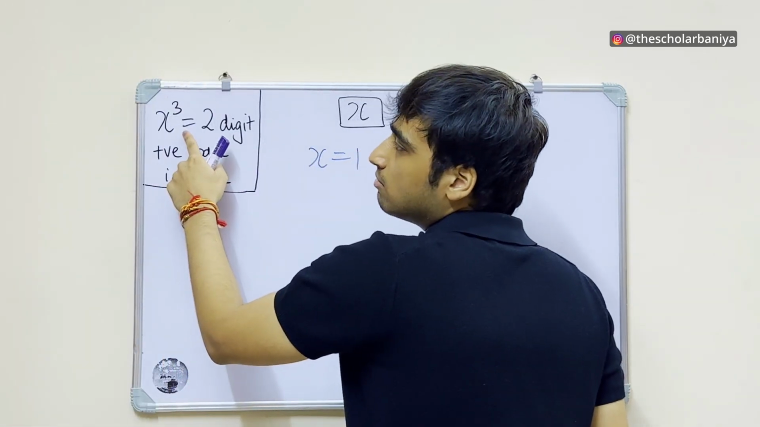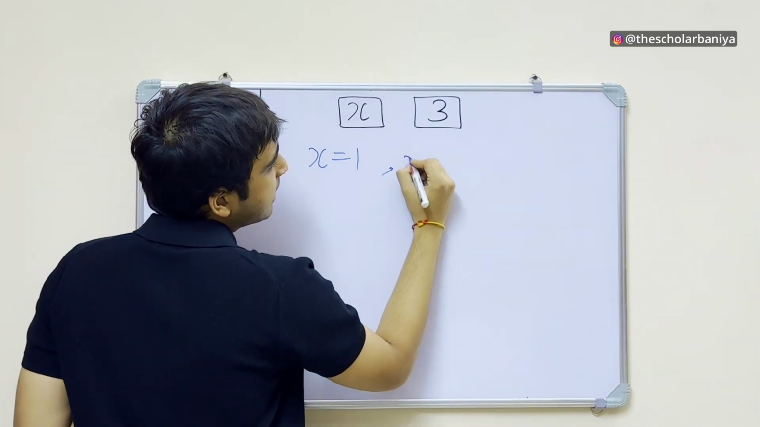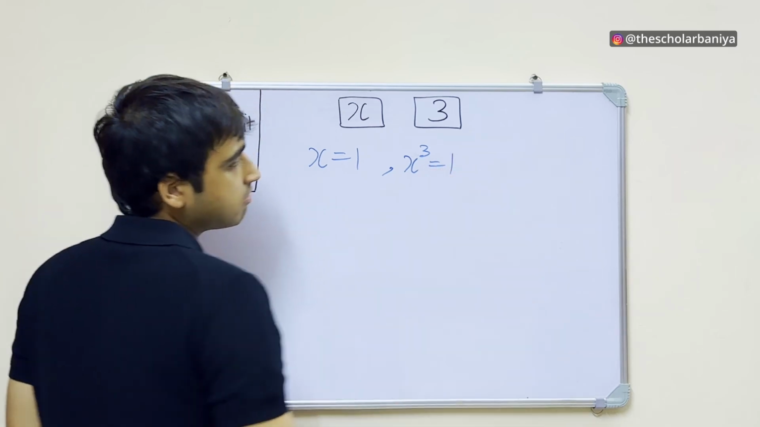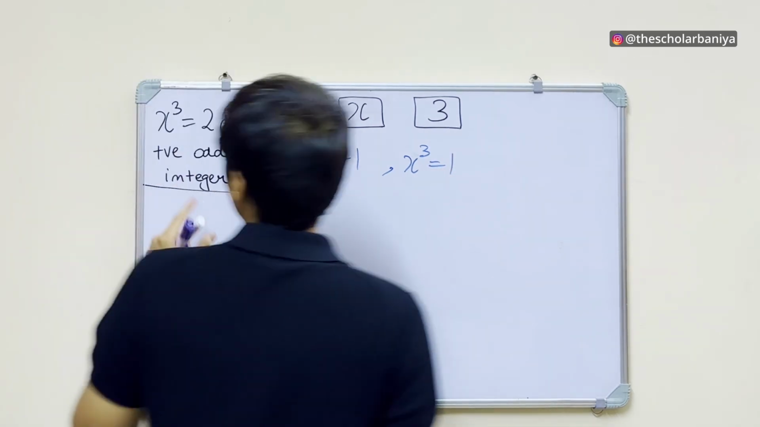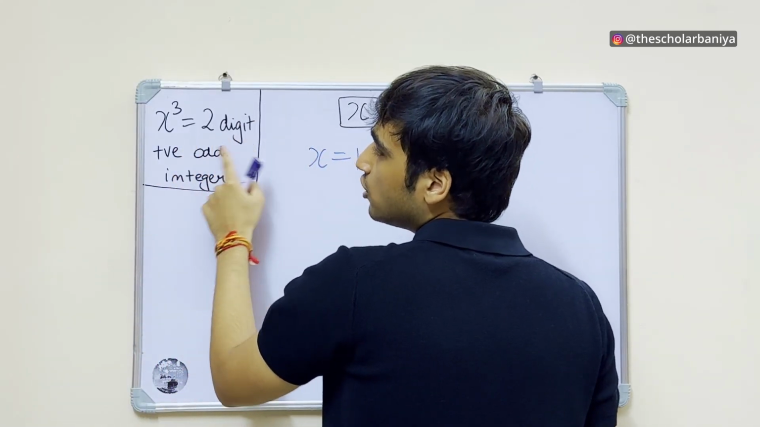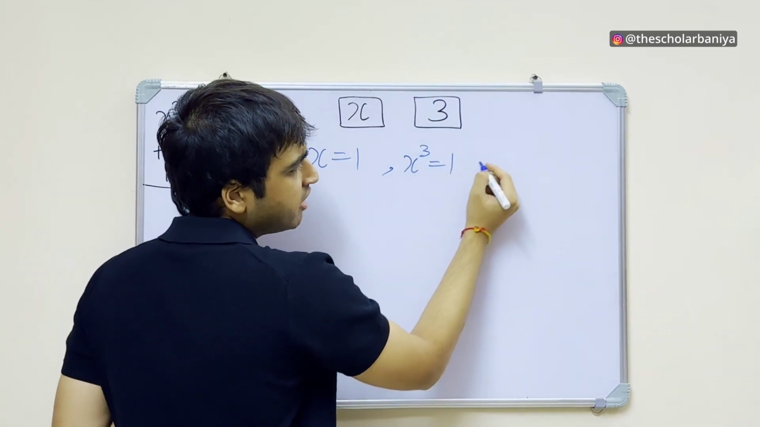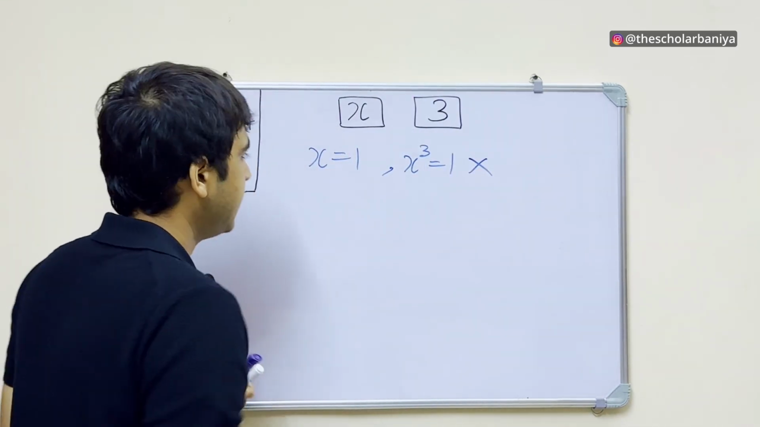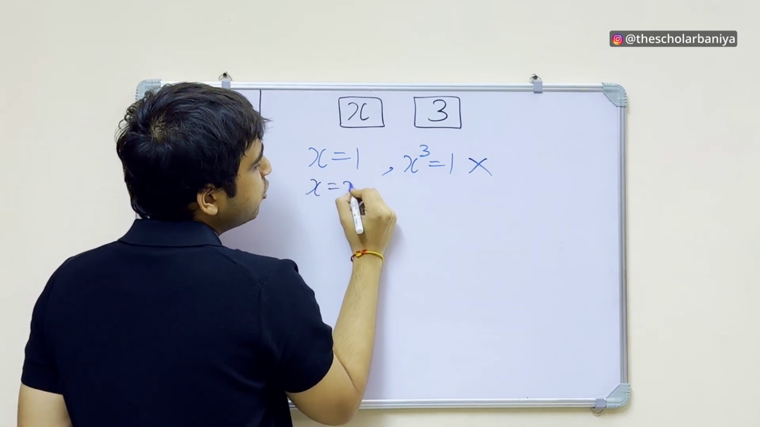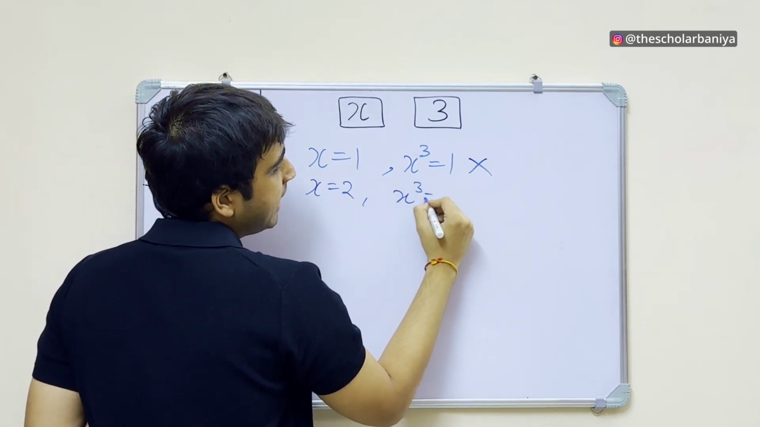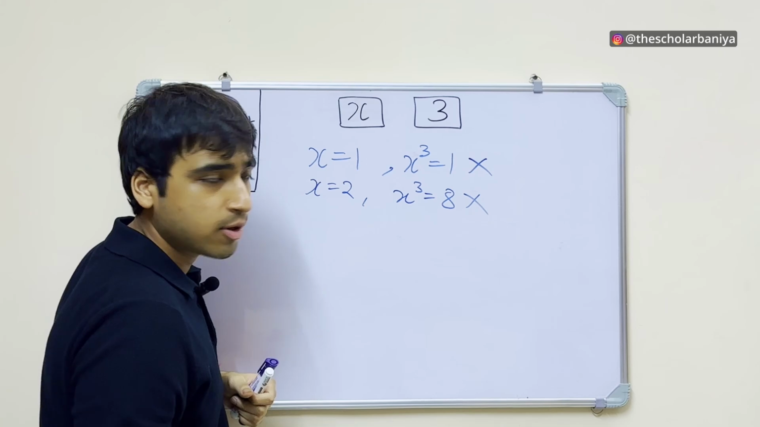So what will be x cube? X cube will be 1, right? But we know x cube should be a two-digit positive odd integer. So x cube being 1 is a single digit, so this is not possible, right? Let's suppose we take x equals 2. So x cube will be what? 8. Again, single digit, not possible.